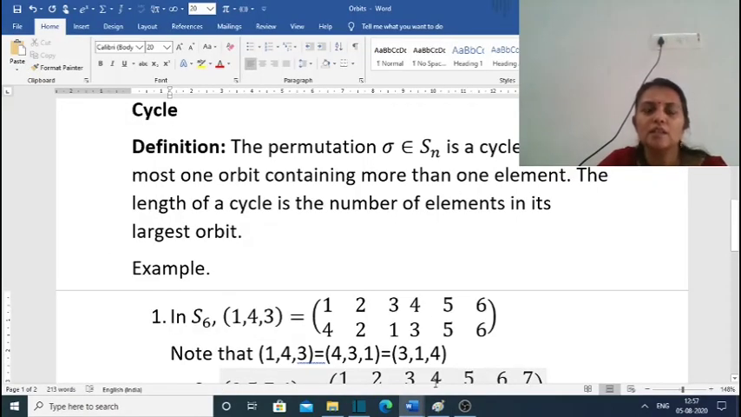Next concept ആണ് cycle. The permutation sigma element of Sn is a cycle if it has at most one orbit containing more than one element. ഇനി അടുത്ത concept ആണ് the length of a cycle is the number of elements in its largest orbit. നമുക്ക് ഏതൊരു പെർമ്യൂട്ടേഷനെ കിട്ടിക്കഴിഞ്ഞാലും അതിനെ സൈക്കിൾ ആക്കി, ഓർബിറ്റ് ആക്കി എഴുതാൻ പറ്റുമോ എന്ന് നോക്കുക. അങ്ങനെ ഓർബിറ്റ് ആവുകയാണെങ്കിൽ സിഗ്മ റേസ് ടു n എന്നുള്ള ഫോമിൽ എഴുതുവാണെങ്കിൽ അതിലുള്ളതാണ് സൈക്കിൾ. ഇപ്പോൾ എക്സാമ്പിൾ വെച്ചിട്ട് നിങ്ങൾക്ക് കുറച്ചുകൂടി ക്ലിയർ ആയിട്ട് മനസ്സിലാവും.